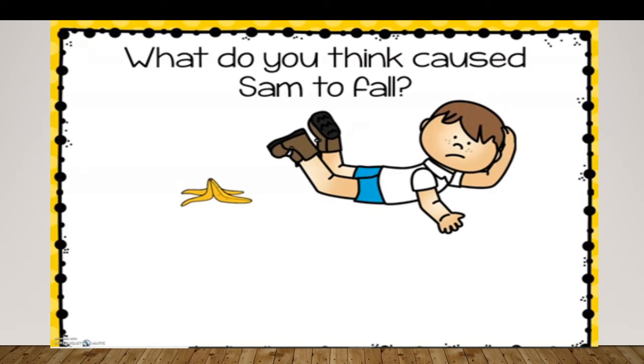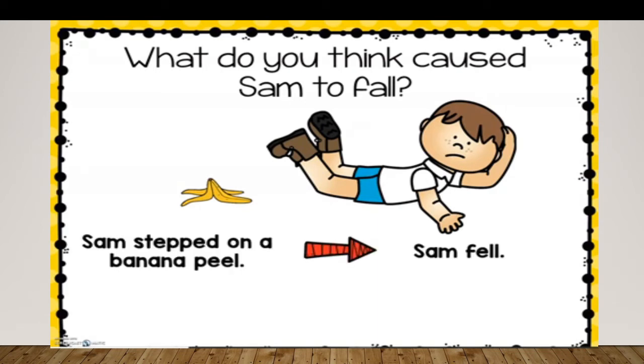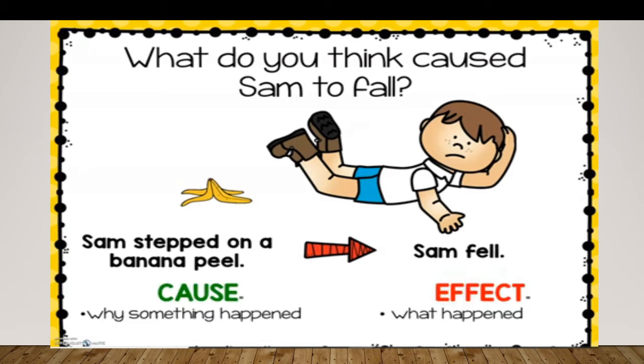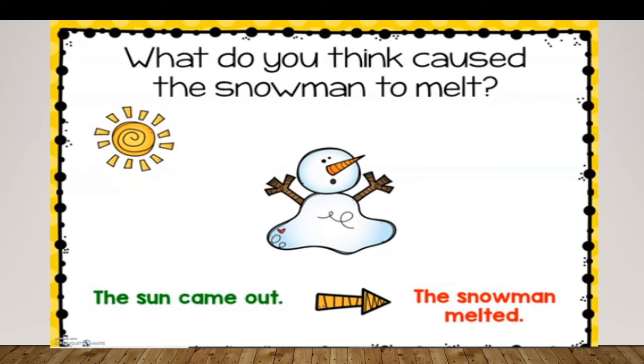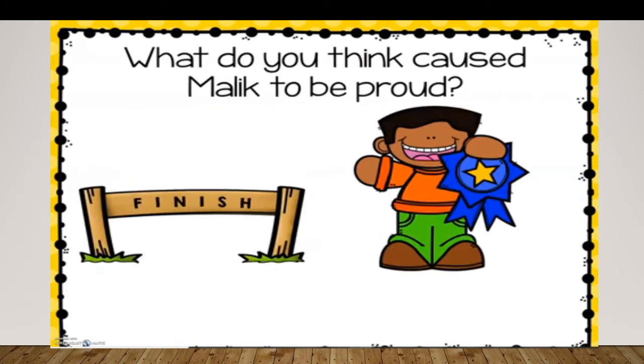What do you think caused Sam to fall? Look at the picture. Sam stepped on the banana peel and then he fell. So, the first thing that happened, he stepped on the banana peel. That's a cause. And what happened after, he fell. That is effect. What do you think caused the snowman to melt? What was the first thing that happened? The sun came out. That's a cause. That's the first thing. And after that, the snow melted.